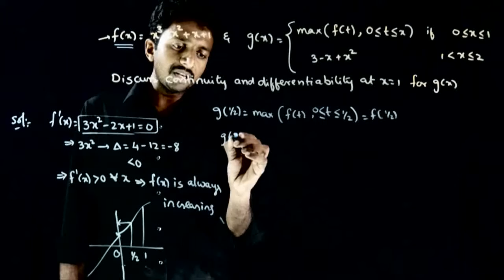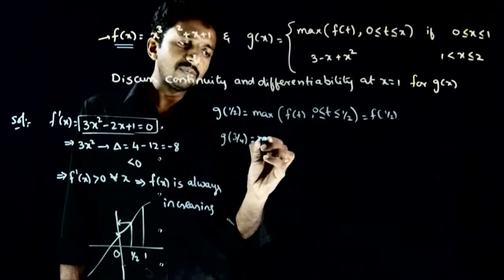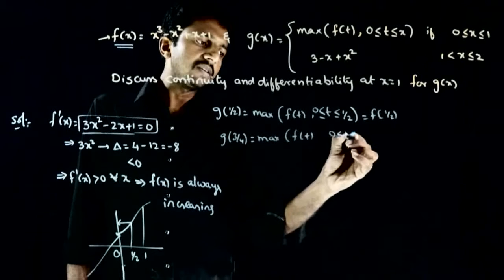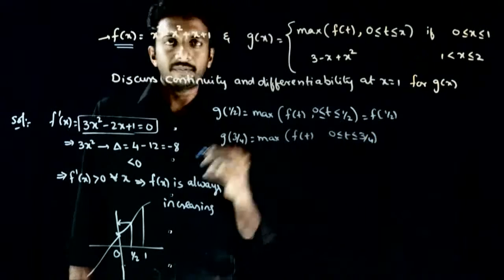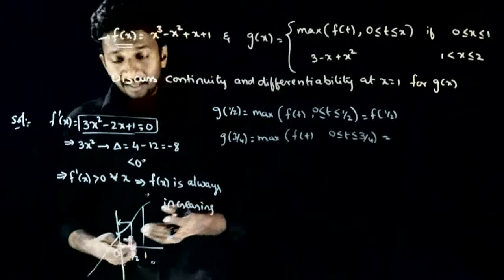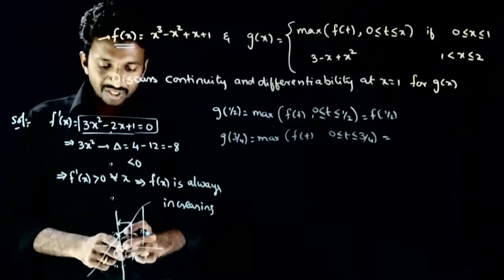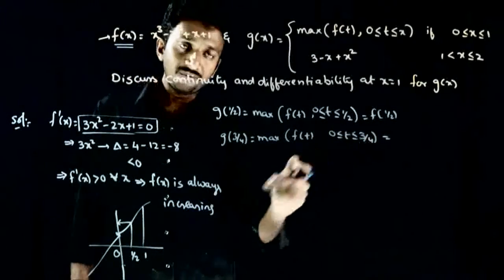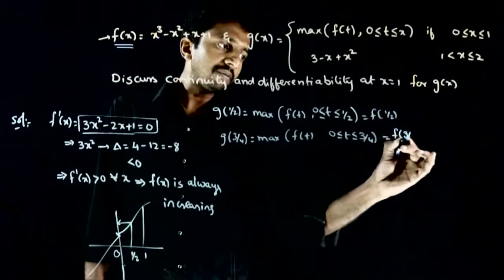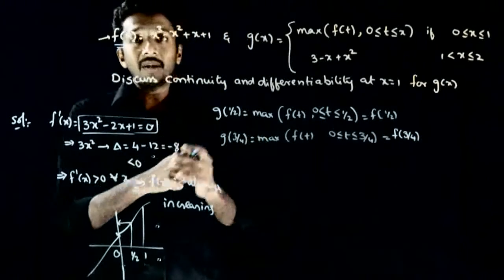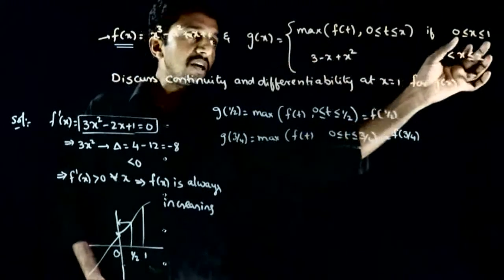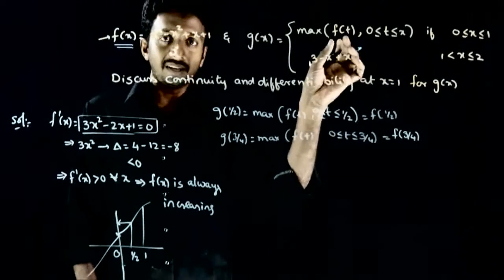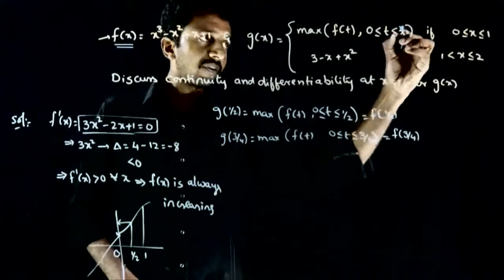अगर g of 3/4 चाहिए तो is nothing but maximum of f of t where t lies between 0 and 3/4. So again f of x is always increasing. So 0 and 3/4 के बीच में f of t का सबसे मैक्सिमम वैल्यू कहाँ आएगा? 3/4 पे आएगा. So this will be f of 3/4. Now I think you are able to see the pattern. So between 0 and 1 f of x is always increasing. So 0 and x के बीच में f of t का सबसे मैक्सिमम कहाँ आएगा? f of x पे आएगा.